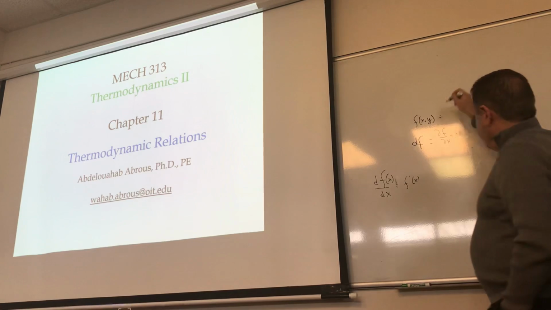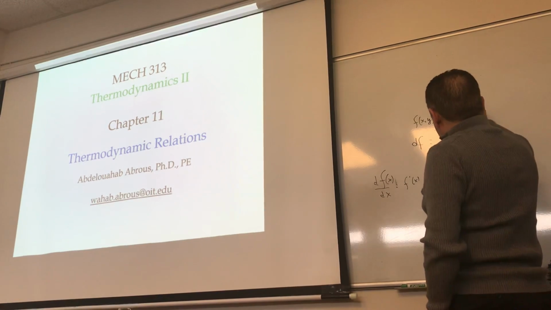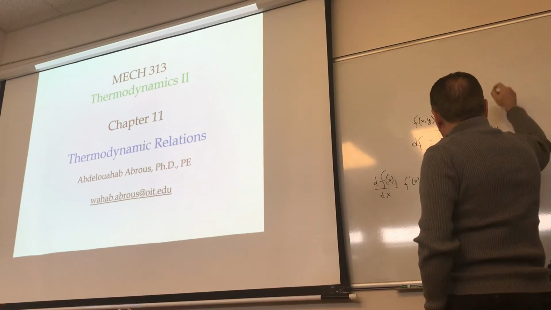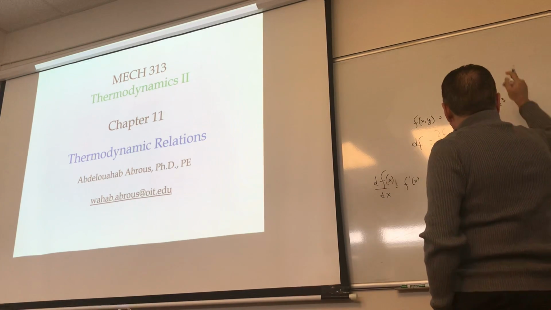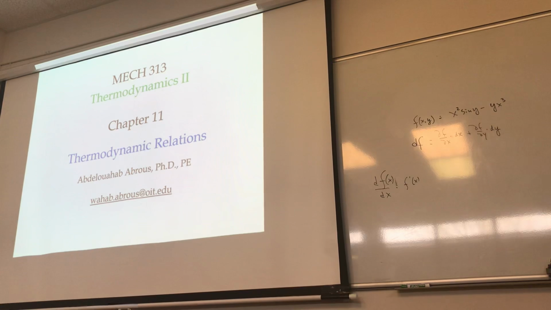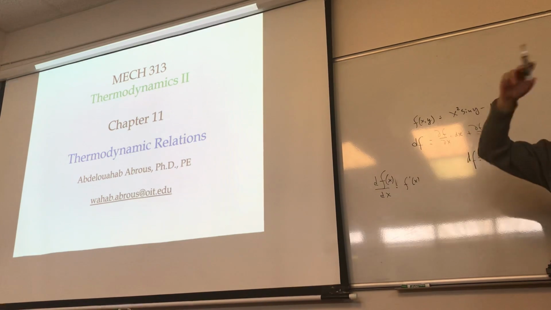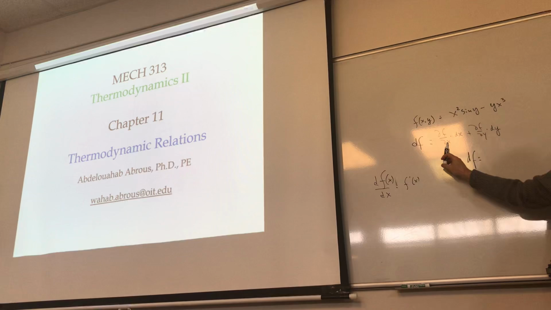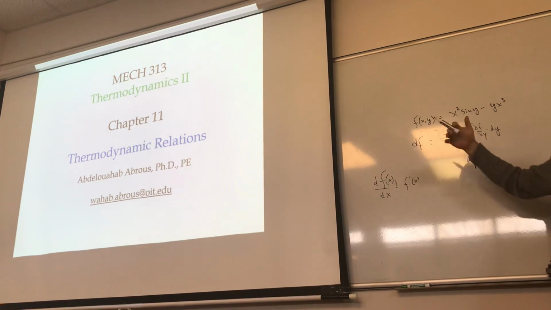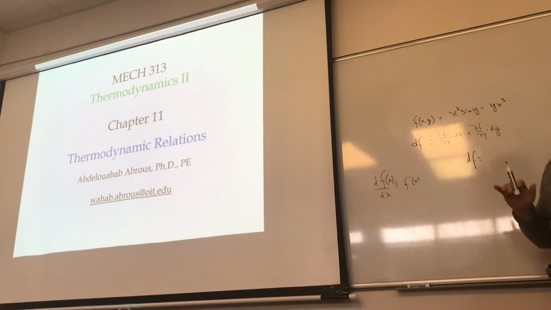Example, I have f of x, y is equal to x squared sine y minus, I don't know, y x cubed. Something like this. So what is df in this case? df would be equal to, well, remember what this symbol means, right? The little curly thing, what does it represent? Partial derivative. So when you take a partial derivative with respect to x, what do you do with y? Treat it as a constant.